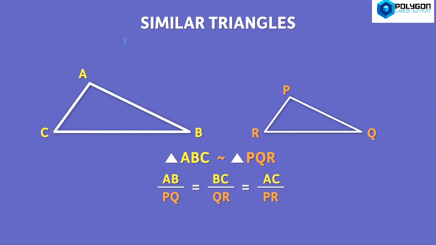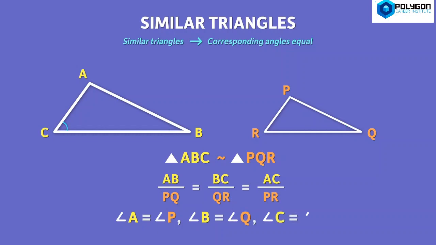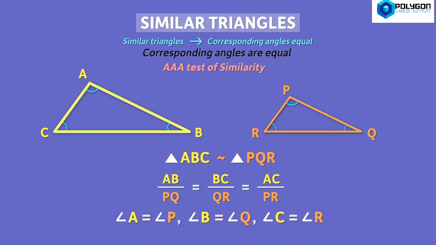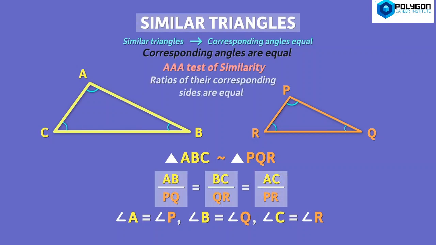The second thing about two similar triangles is that all the corresponding angles have the same measure. For example, here, angle A is equal to angle P, angle B is equal to angle Q, and angle C is equal to angle R. This also works in reverse. That is, for any two triangles, if we prove that their corresponding angles are equal, then they are similar triangles. This is called the AAA test of similarity for proving two triangles similar. Similarly, if the ratios of their corresponding sides are equal, then the triangles are similar.